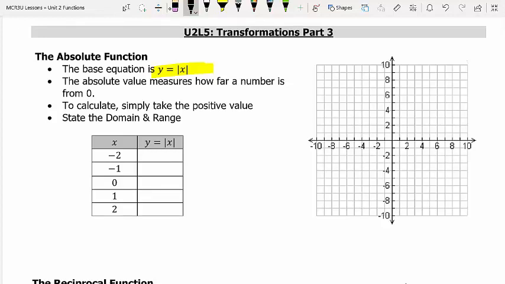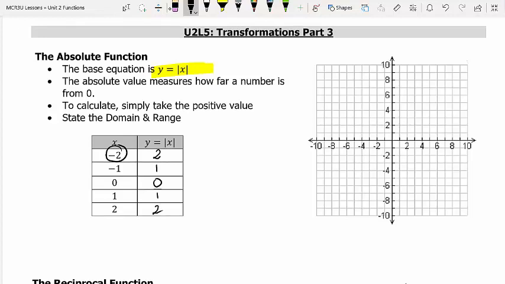Those two vertical lines around the x mean take the absolute value of the x. That just means what's the numerical value of the number, so you're not considering whether it's positive or negative. That doesn't matter for the absolute function. If you wanted to know the absolute value of -2, it's just 2. The negative sign doesn't matter here. We're just considering the numerical value. The absolute value of -1 is just 1. And the absolute value of positive numbers are just positive numbers.